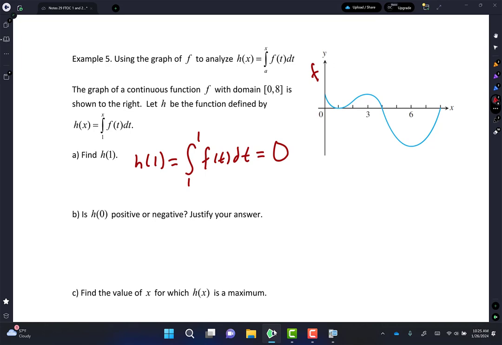Is h of 0 positive or negative? Justify your answer. All right, I'm going to go h of 0 equals integral from 1 to 0 of f of t dt. Is it positive or is it negative? We don't know the actual value because we don't know the function. So here's 1 and here's 0. And it's telling me area under the curve from 1 to 0. So here's my area. Positive or negative?